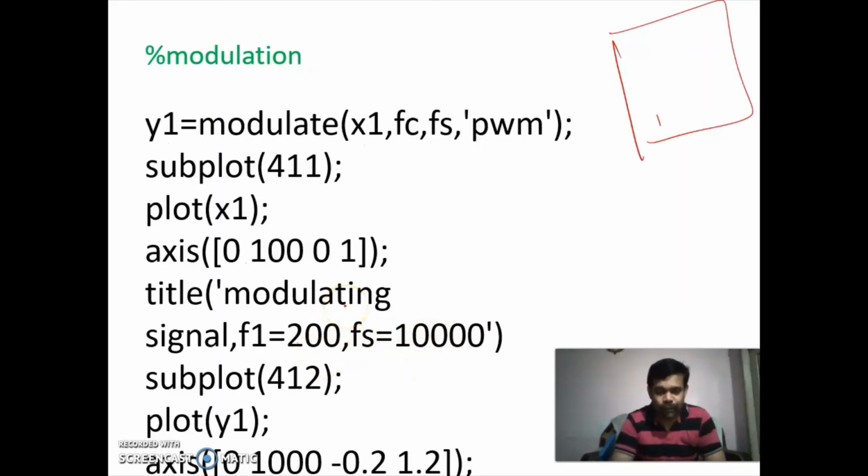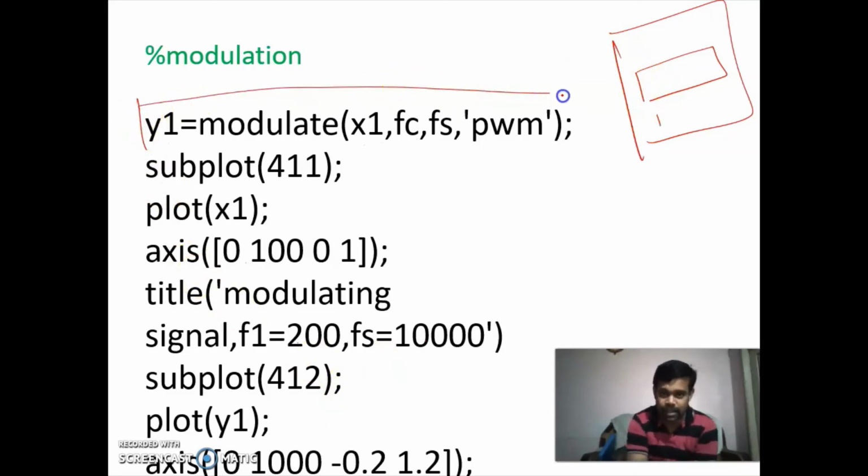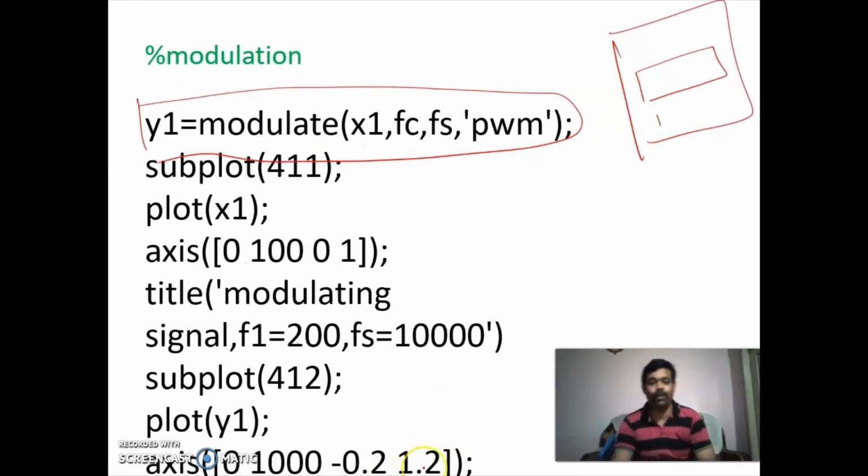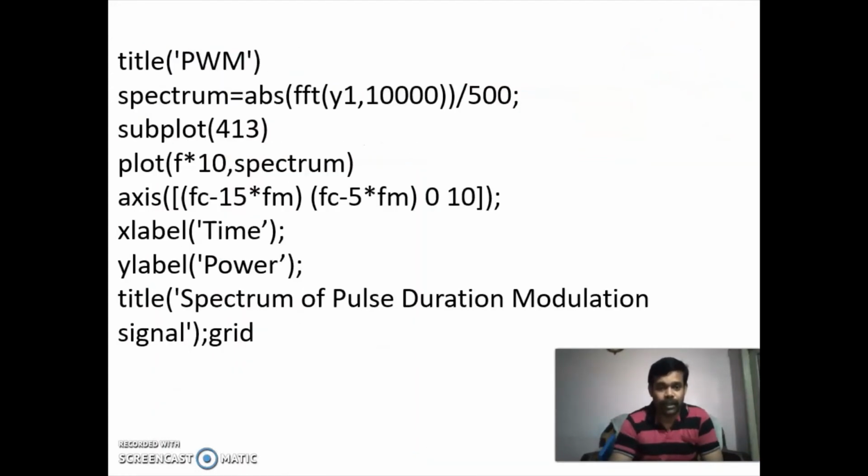Then subplot of 412, the second figure. You are having 4 rows, and out of 4 rows, this is the second diagram, 412. Plot y1. It will plot this y1. The axis value you are giving is 0, 1000, minus 0.2, 1.2. This you have to give. Then you are giving the title pulse width modulation.